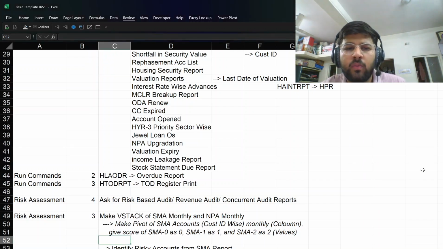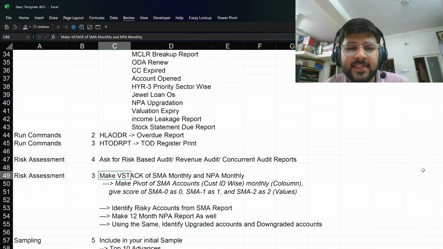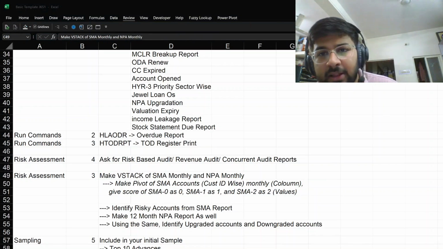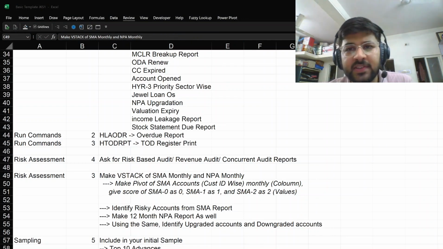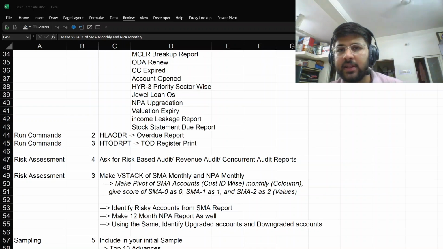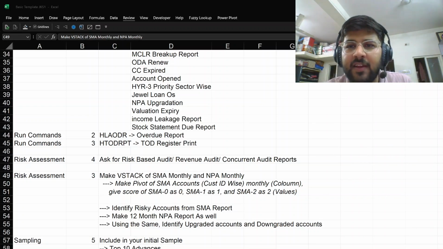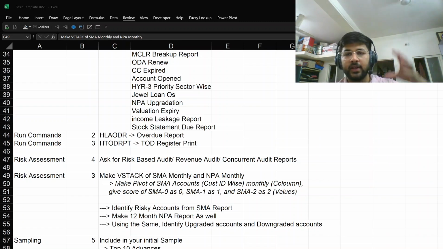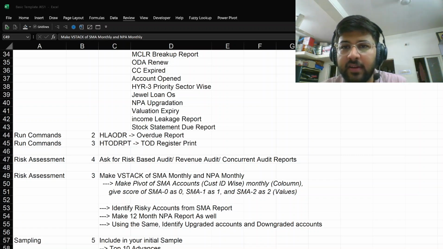Now, in order to do the risk assessment, this is something I learned this year. You have to make a V stack of the SMA monthly and NPA monthly reports. And once you do that, you have to make a pivot. The pivot has customer ID wise in the rows, and in the columns you put months, and as values, if an account is SMA 0, it should have value 0. If an account is SMA 1, it should be 1. If an account is SMA 2, it should be 2. And now what you would have is a risk-based model of identifying risky accounts.